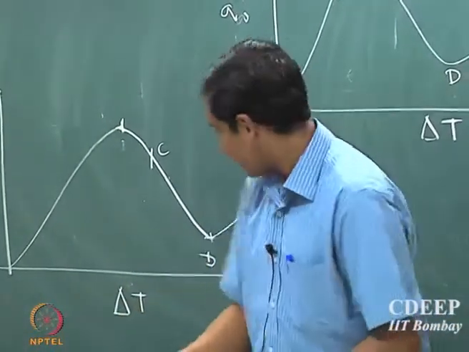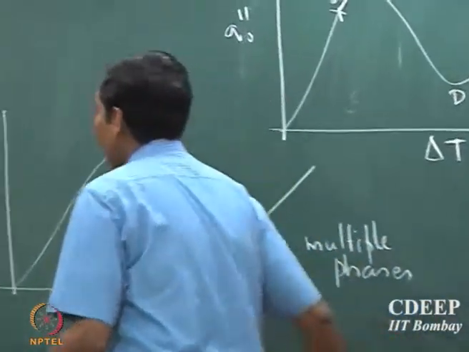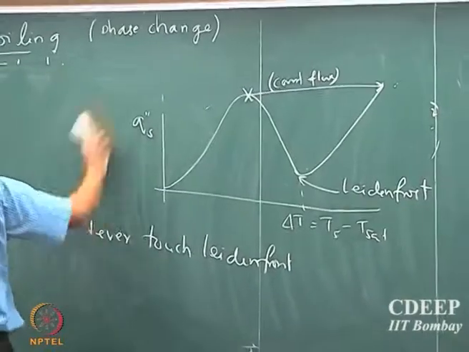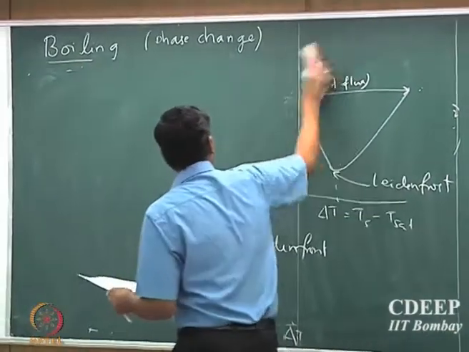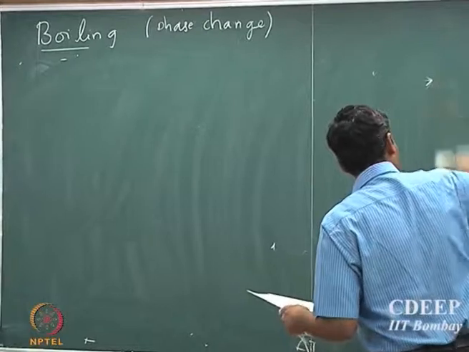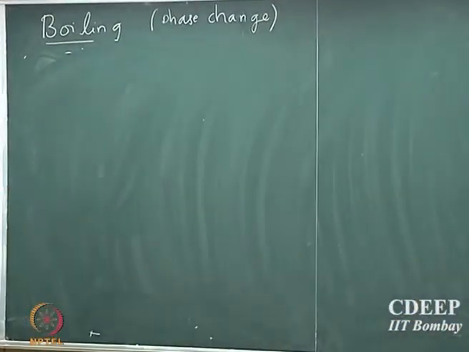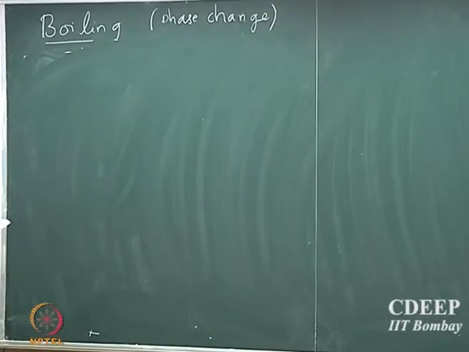Okay, so what we are going to do in the next 5 minutes or so is, first of all, it is not easy to write the governing equations, and therefore there is no way to get analytical solutions. So there are some correlations which are available.